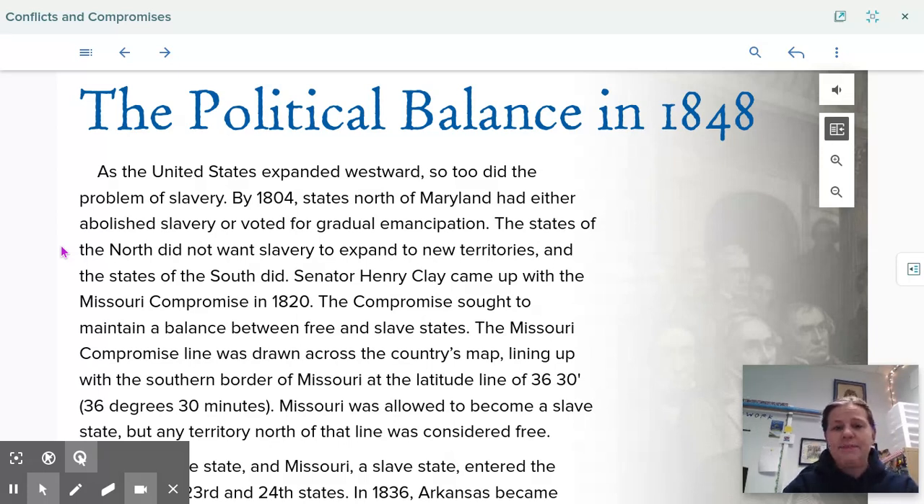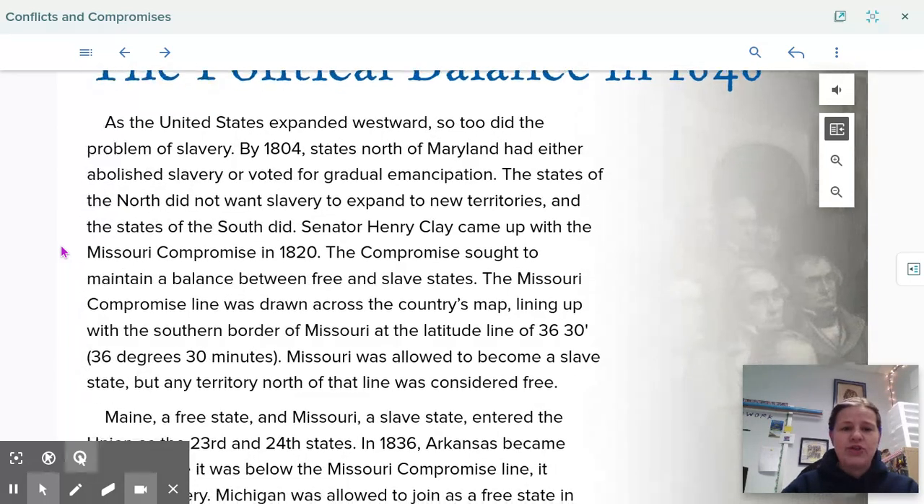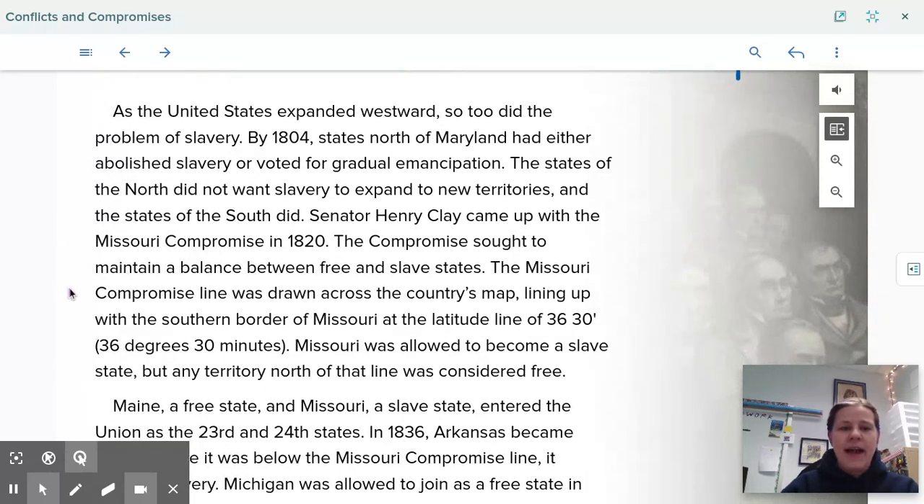South did. Senator Henry Clay came up with the Missouri Compromise in 1820. The compromise sought to maintain a balance between free and slave states. The Missouri Compromise line was drawn across the country's map, lining up with the southern border of Missouri at the latitude line of 36°30′, which is 36 degrees, 30 minutes. Missouri was allowed to become a slave state, but any territory north of that line was considered free.